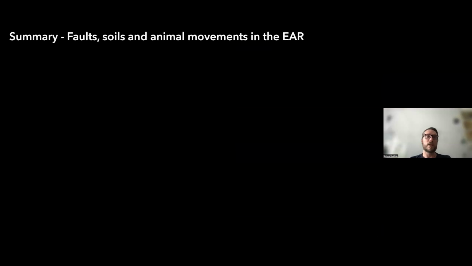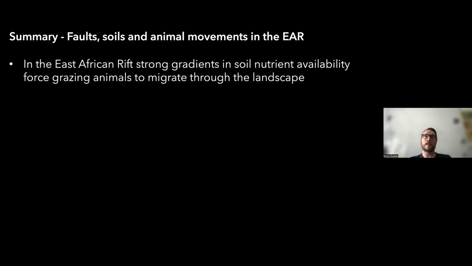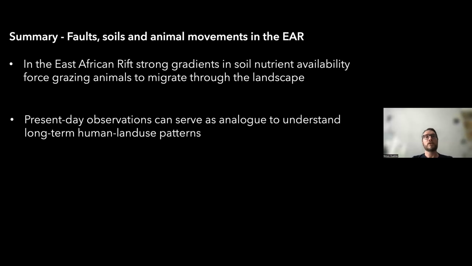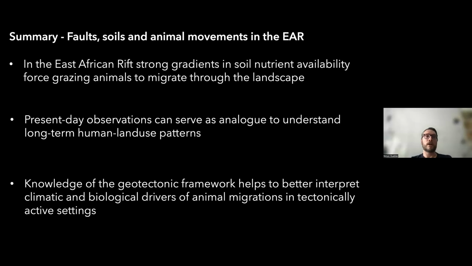So to sum up, the East African rift system is characterized by strong gradients in soil nutrient availability, which force animals to migrate through the landscape. We can use the present-day information of the region to better understand long-term human land use patterns in that region. And knowledge of the geotectonic framework helps to better interpret both climatic and biological drivers of animal migrations in these tectonically active settings.